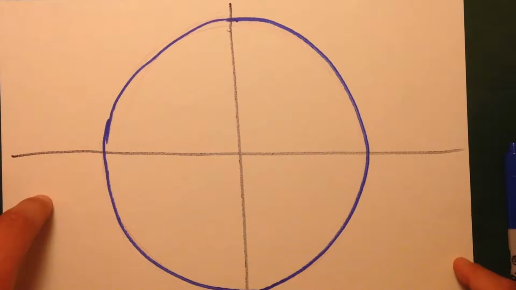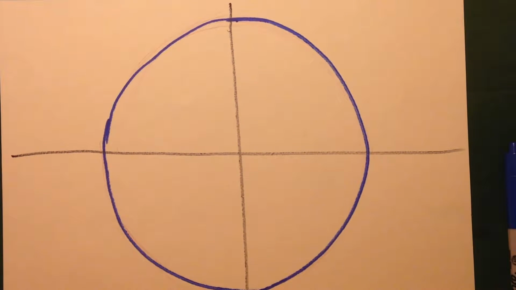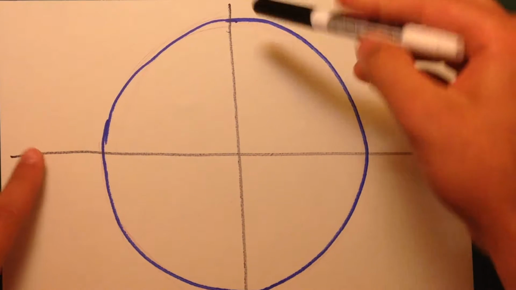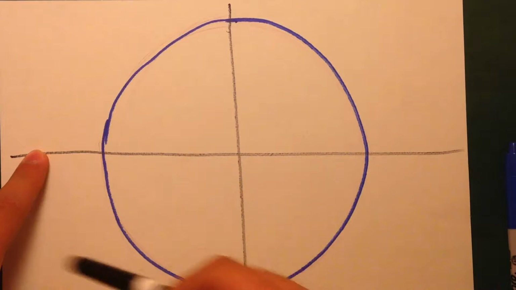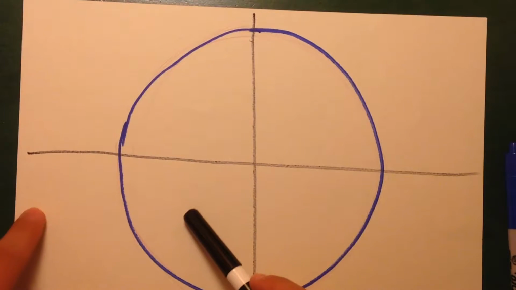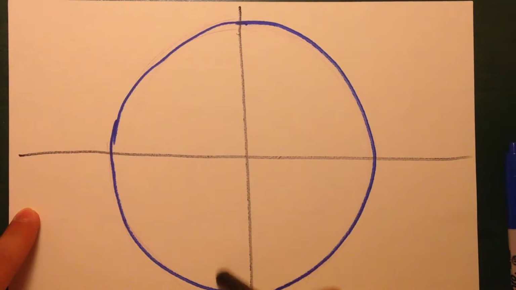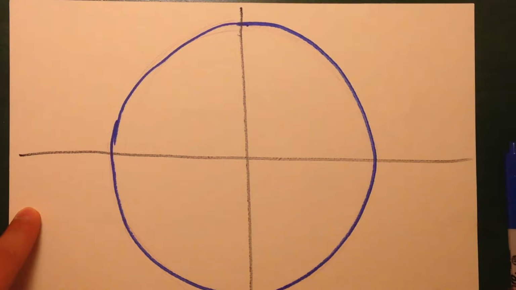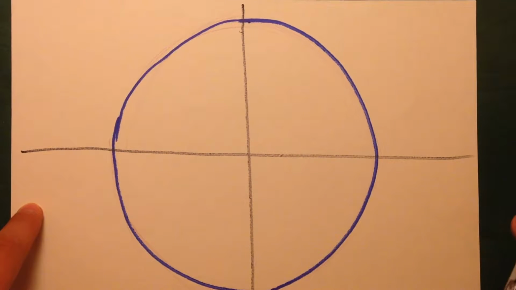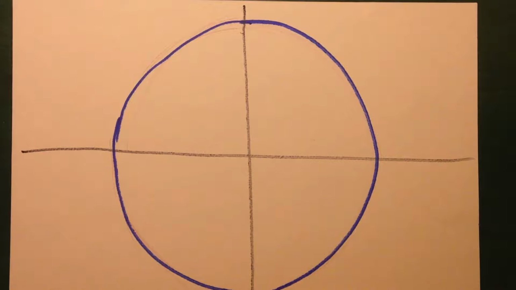Alright, so in this video I'll be showing you an easy way to remember the unit circle. Here, this was my attempt to draw the circle. Here we have my coordinate plane, and then this is the circle. And so I'm just going to begin filling out the different numbers.